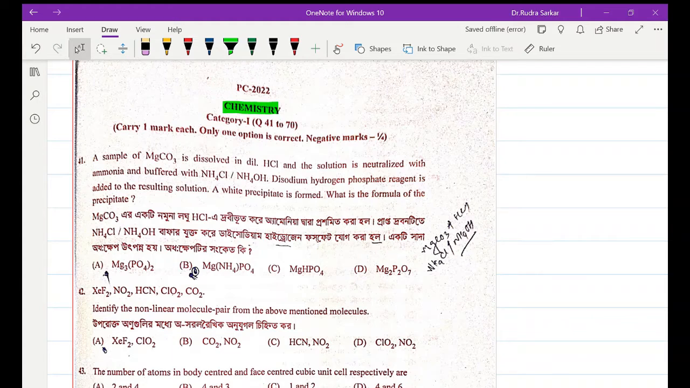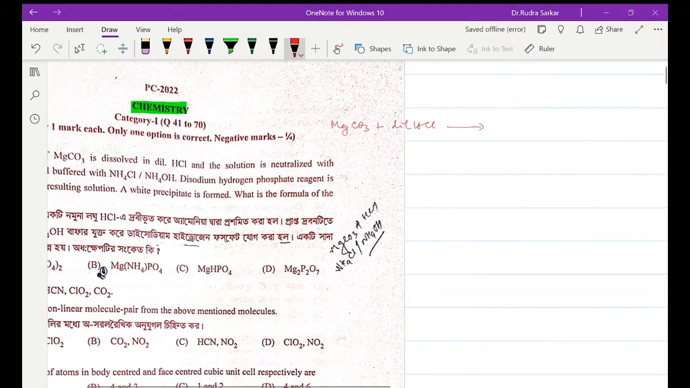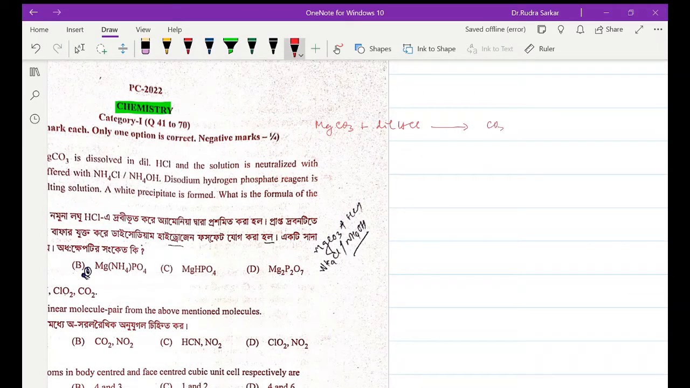So for this particular question, what is the scheme of the reaction? We have MgCO3 plus dilute HCl. So that means what we will get over here? Some carbon dioxide will be liberated, Mg2+ ions and the corresponding Cl- will be formed in the solution.